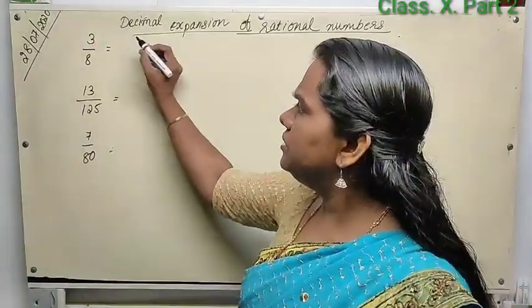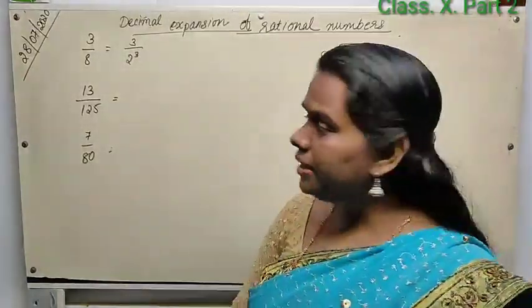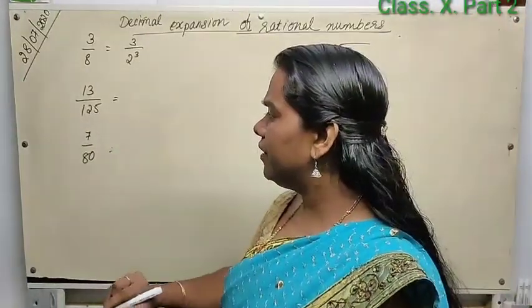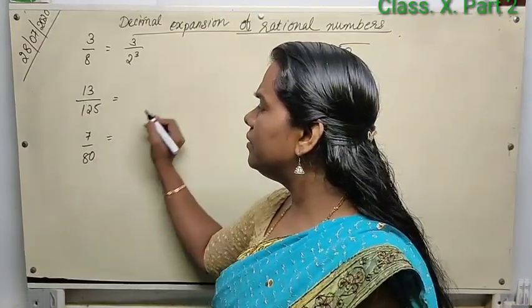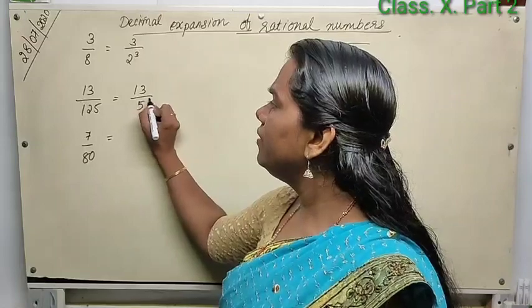3 by 8: 8 is 2 cubed, so it is 3 by 2 cubed. Next, 13 by 125. How do we write 125? 125 is 5 cubed, so it is 13 by 5 cubed.